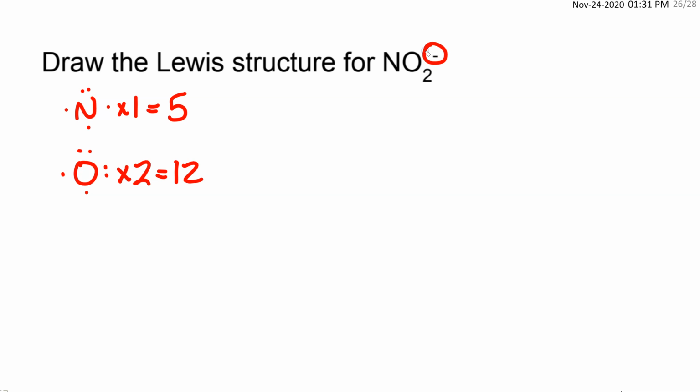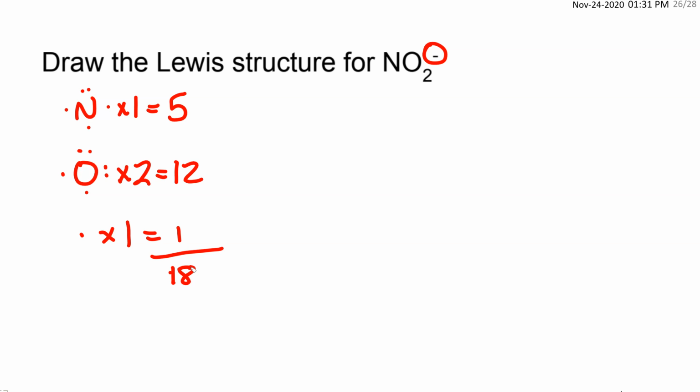We're going to draw the structure for NO2-. Nitrogen has 5 valence electrons, and there's only one of them. Oxygen has 6 valence electrons, but there are 2 of them. Plus I have a -1 charge, so I have a free-floating electron, and I have 1 of them. So my final structure has 18 valence electrons.